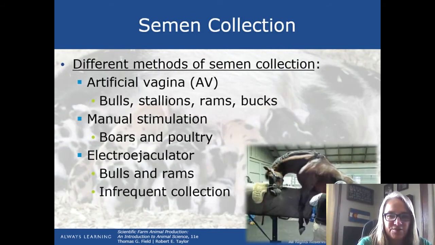For artificial insemination to work, we have to collect the semen from the males. And there's a couple different ways this can be done. What you see a picture of here is a stallion being collected with the use of an artificial vagina. And we'll look at a picture of that apparatus in another slide. Bulls, stallions, rams, and bucks are often collected in this way. Boars and poultry work a little bit differently. They require manual stimulation, and occasionally what's called an electroejaculator is used on bulls and rams if they are not collected very frequently.